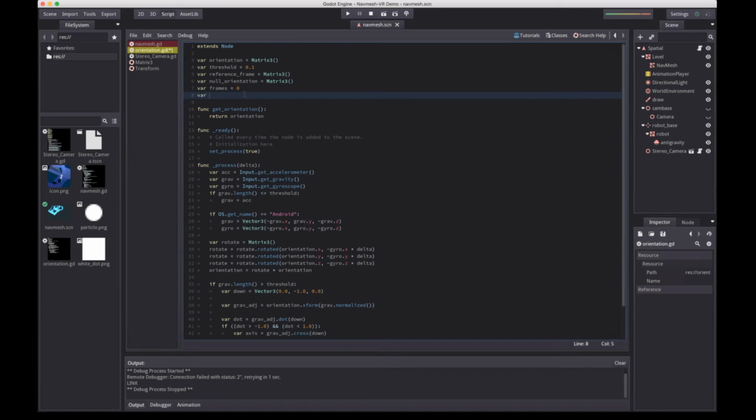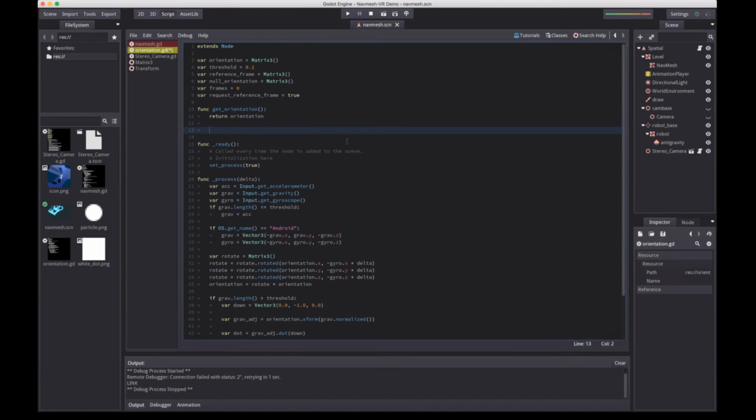And as a result, we also need a variable that requests our reference frame. So when this is true and we haven't had enough frames pass yet, we won't do anything. At some point we've got enough frames passed, and we will then calculate our reference frame to correct our orientation. All right, so the first function that we need is to be able to request a new reference frame.